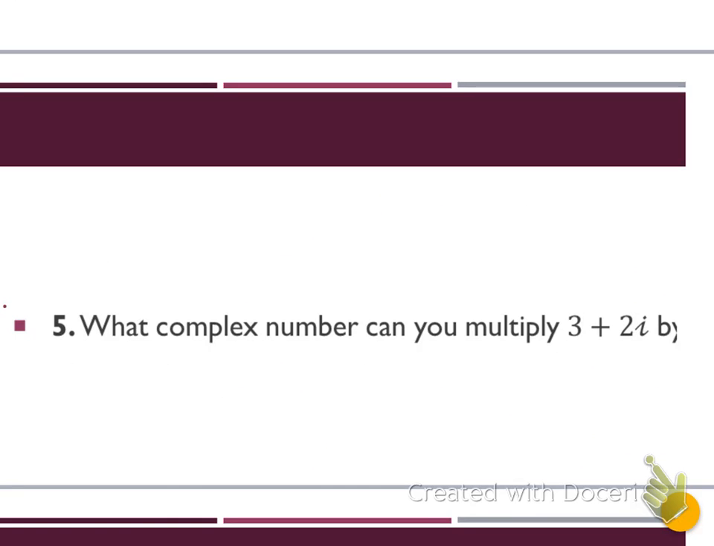Okay, what complex number can you multiply 3 plus 2i by to get a 9? Imaginaries always come in pairs. Remember that, okay? So we want its complex conjugate, which is going to be 3 minus 2i.